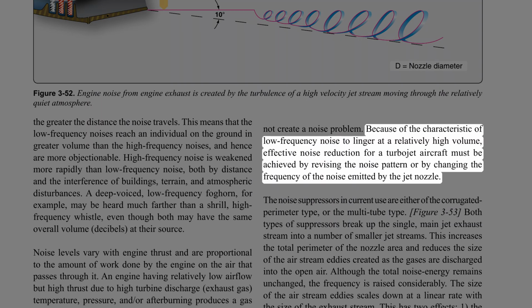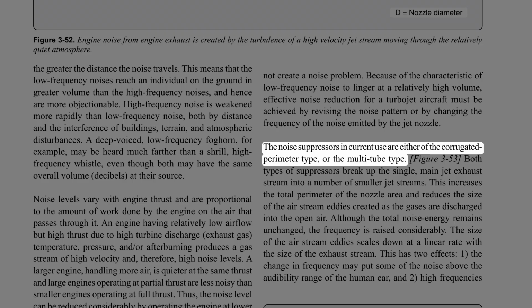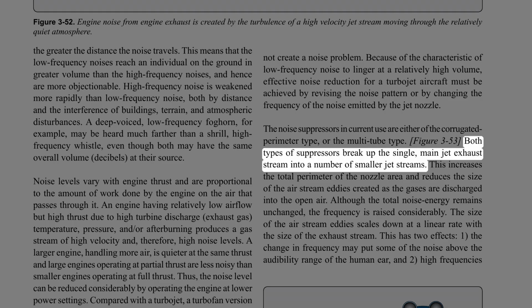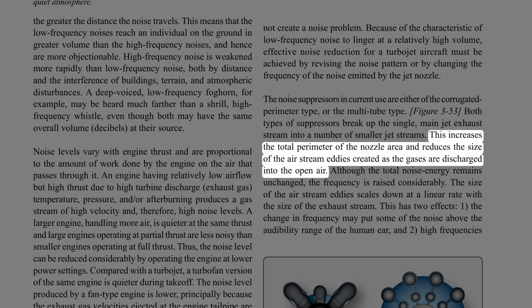Because of the characteristic of low-frequency noise to linger at a relatively high volume, effective noise reduction for a turbojet aircraft must be achieved by revising the noise pattern or by changing the frequency of the noise emitted by the jet nozzle. The noise suppressors in current use are either of the corrugated perimeter type or the multi-tube type. Both types of suppressors break up the single, main jet exhaust stream into a number of smaller jet streams. This increases the total perimeter of the nozzle area and reduces the size of the airstream eddies created as the gases are discharged into the open air.